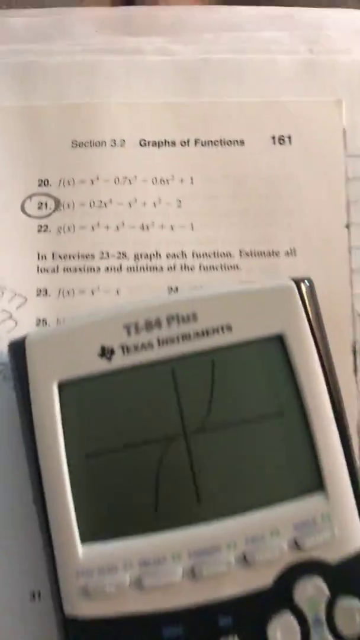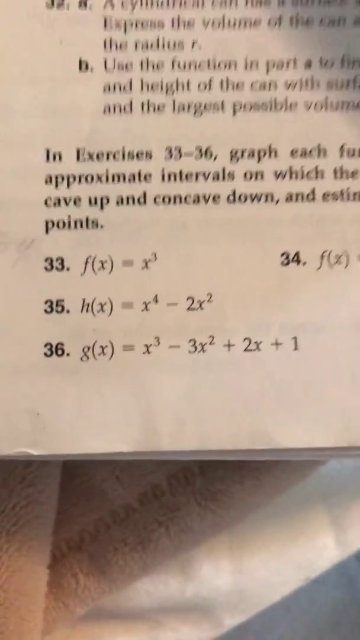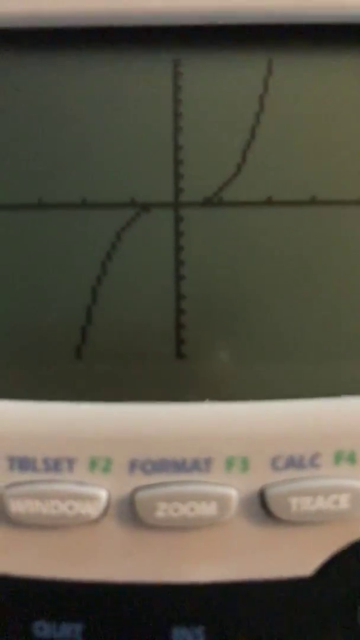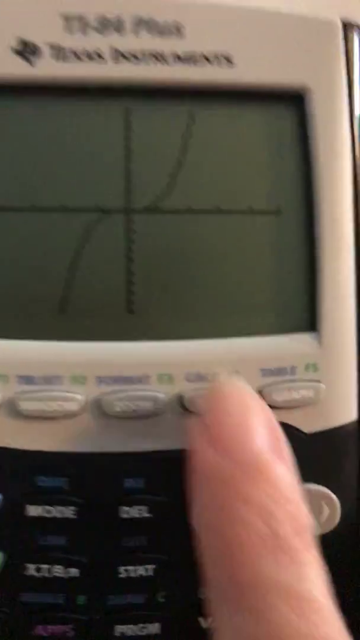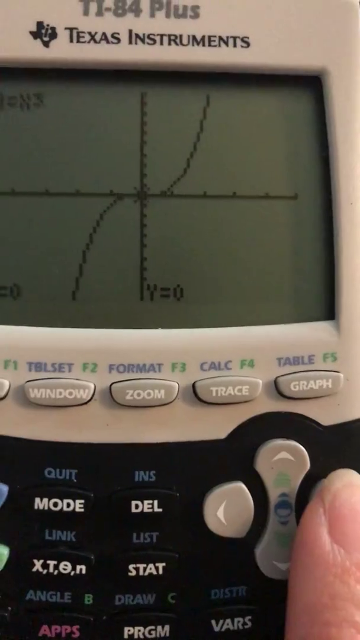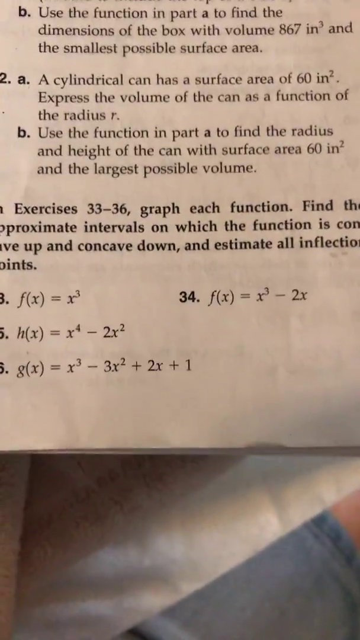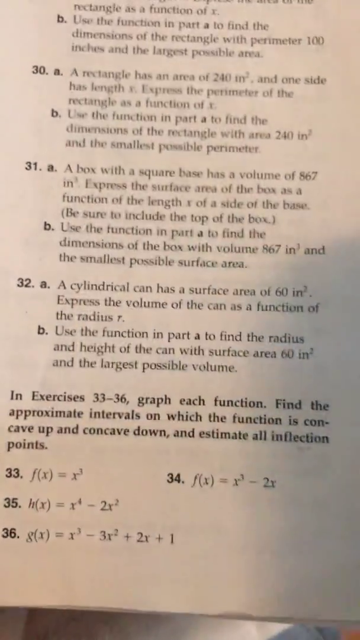All right, this is a continuation of 3.2. It's number 33. It's f of x equals x cubed. That is actually the parent graph. It only has a point of inflection at y equals 0. All right? So the question is, when is it concave up and when is it concave down?